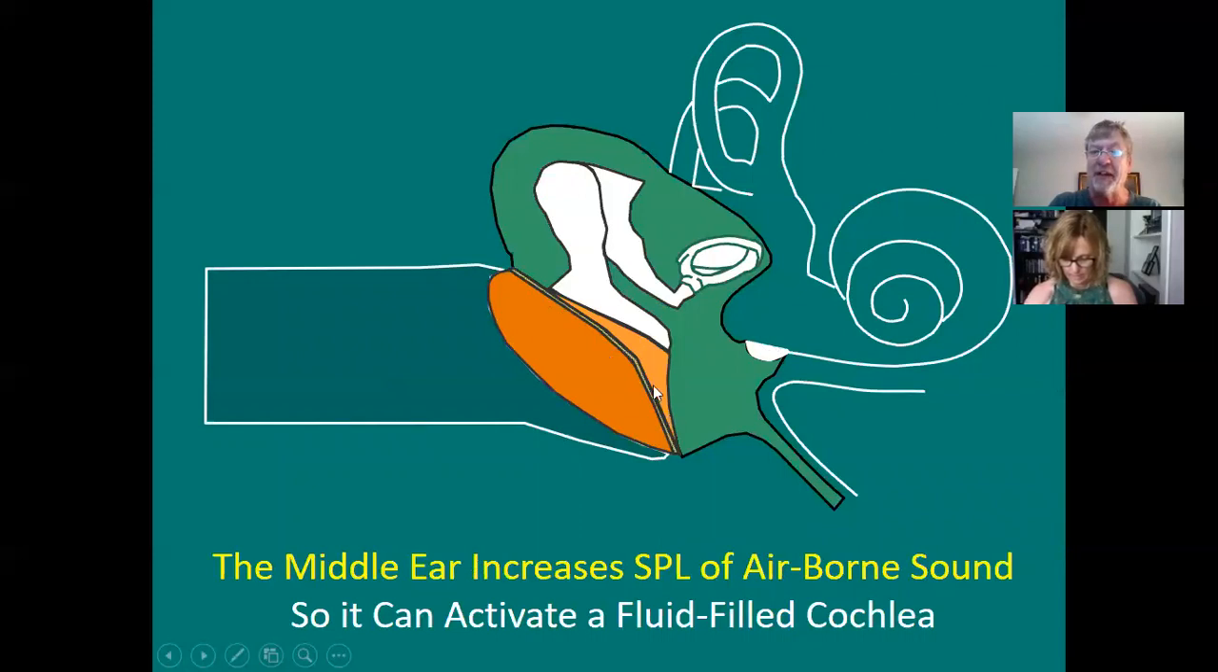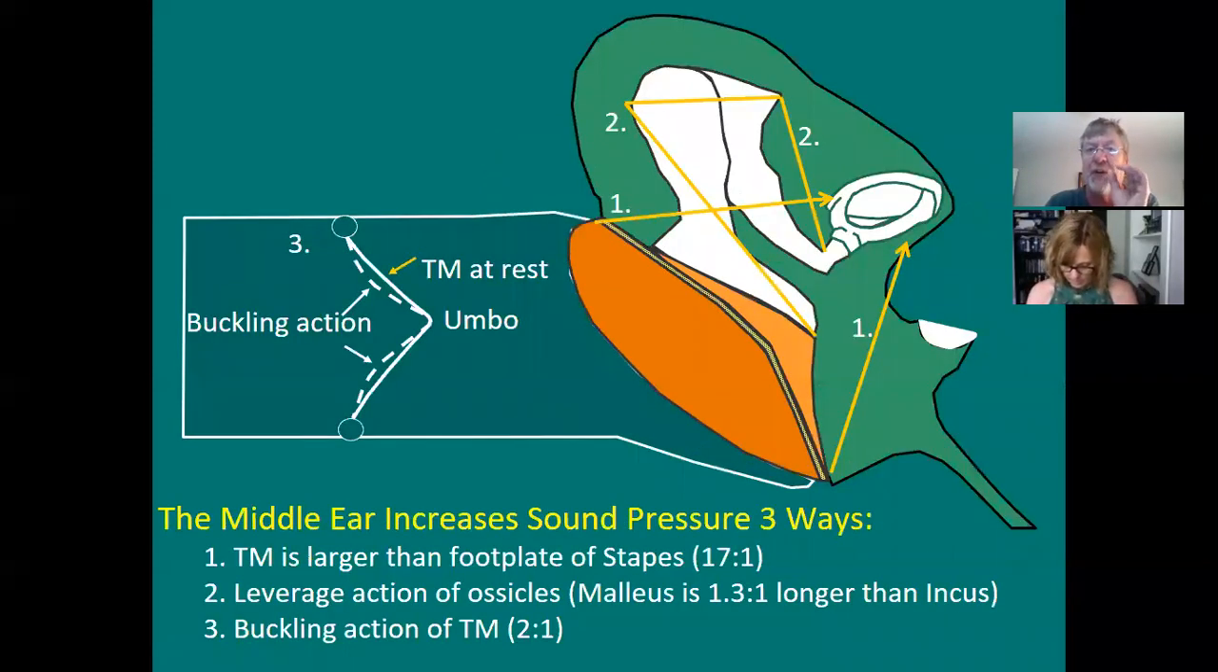Look at how big the eardrum is compared to the footplate of the stapes. So if you push your hand hard against your face, you haven't got much pressure. But if you push your hand hard against your fingertip, you've got a lot of pressure. Okay? So the middle ear takes sound over a big area and converges it onto a point, and that increases the pressure of sound. And that allows airborne sound to activate a fluid-filled cochlea.